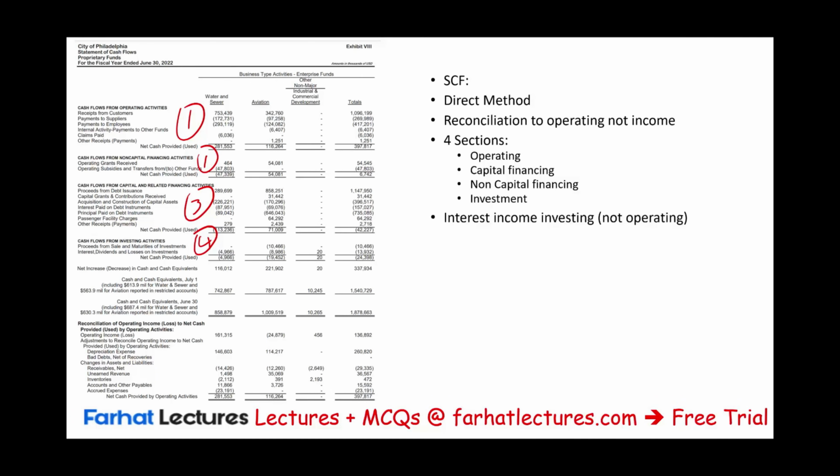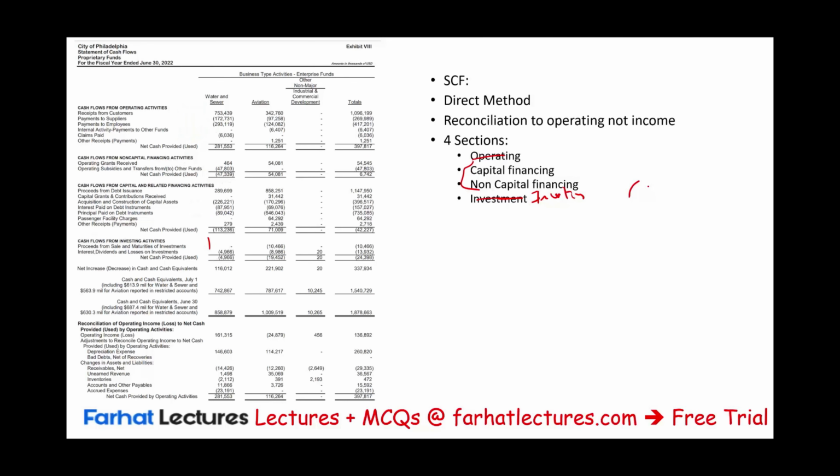So we have 4 different sections versus the for-profit statement of cash flows where we only have 3, which are operating, investing, and financing. And in the for-profit, you'll have operating, investing, then financing. Here notice it's operating, then we have capital financing and non-capital financing, then we have investing. The proper word is the investing section.